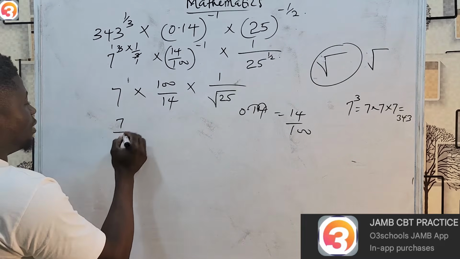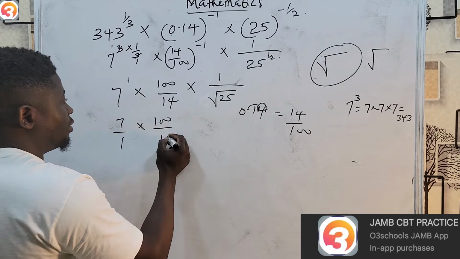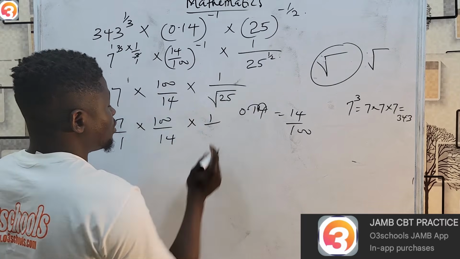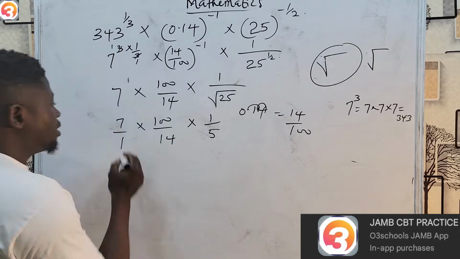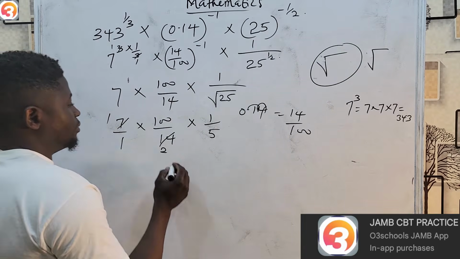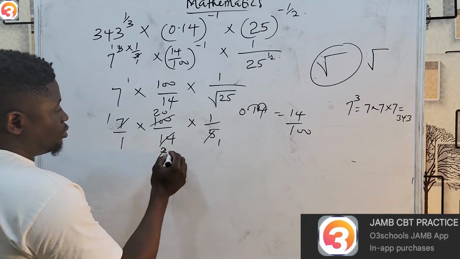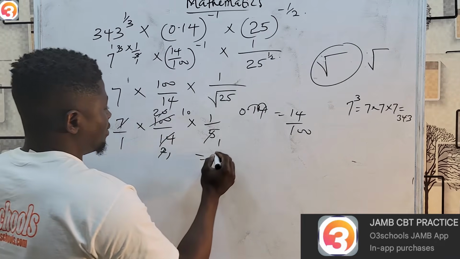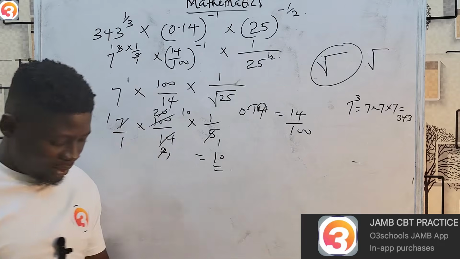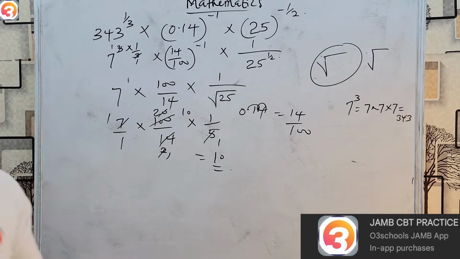So I got 7 over 1 times 100 over 14 times 1 over what is the square root of 25? 5. 7 here 1, 7 here 2. 5 here 1, 5 here what? 20. 2 here 1, 2 here 10. So our answer will be equal to 10. It's very, very easy. It's in the options there.